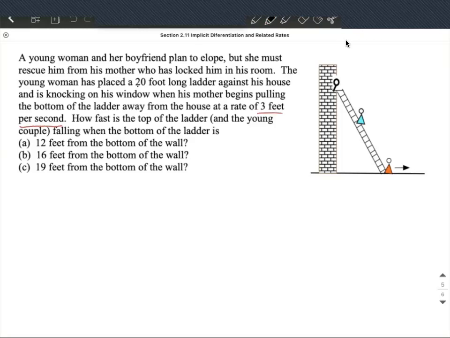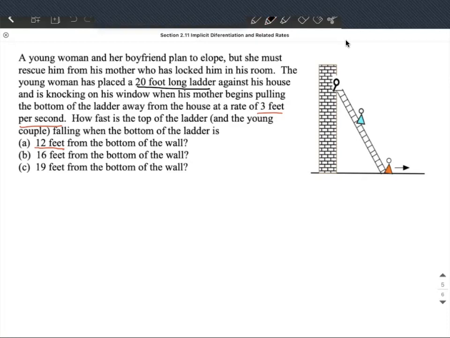All right, so information we know so far: it's a 20-foot long ladder and it's moving away from the building at 3 feet per second. So what we really want to find out is how fast is the top of the ladder and the young couple falling when the bottom of the ladder is, let's go with 12 feet. I don't think I'm going to do the 16 and 19, but if you can get through the 12 one with me, you can repeat these same steps and get the 16 and 19. So how fast are we falling? Bad situation to be in, but let's give this a shot.